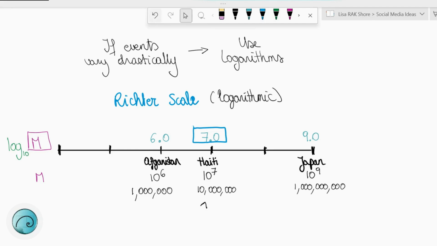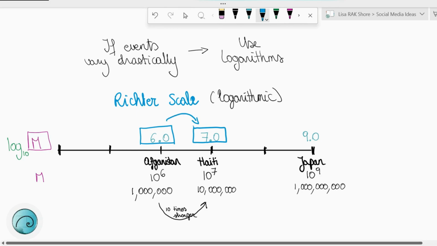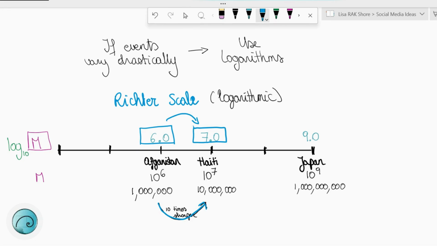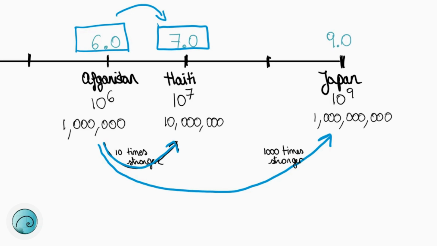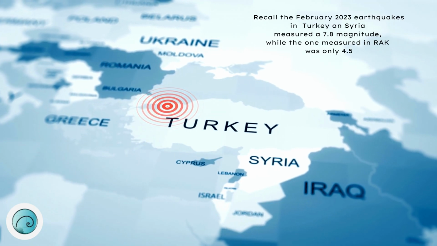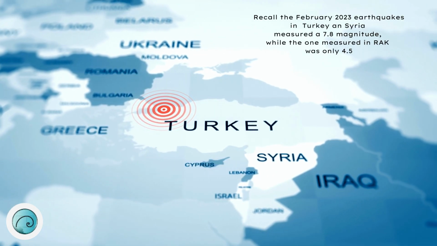So an earthquake measuring 7.0 on a Richter scale is 10 times stronger than 6.0. While the difference between 6 and 7 might seem small, it is not really like that. And how strong was the earthquake in Japan compared to the one in Afghanistan? It was 1,000 times stronger and 100 times stronger than the one measured in Haiti. That's how logarithms are used to measure earthquakes.